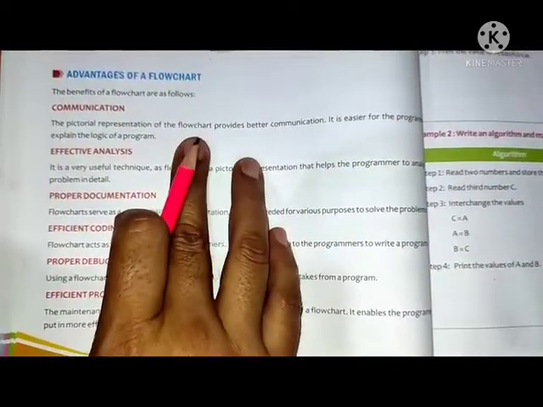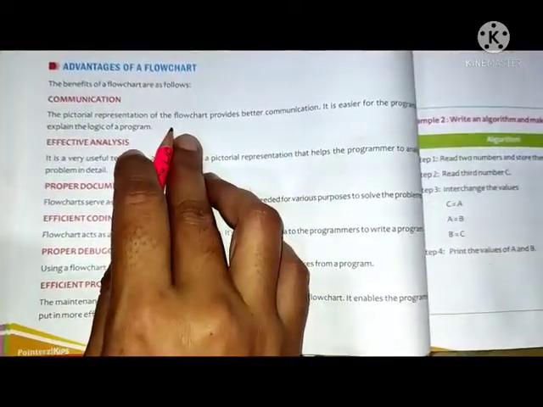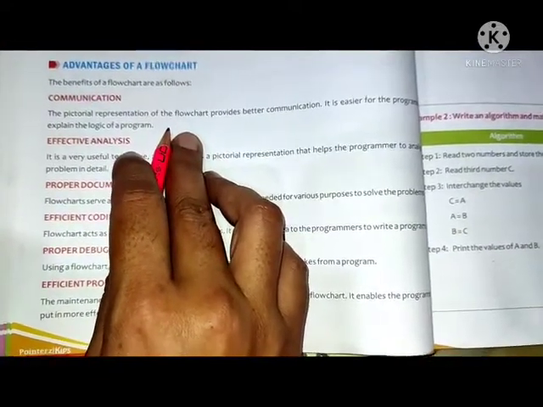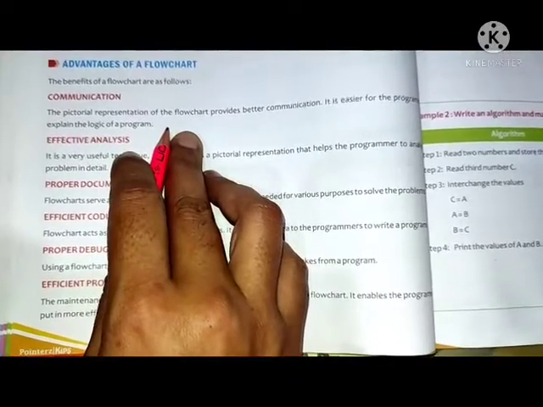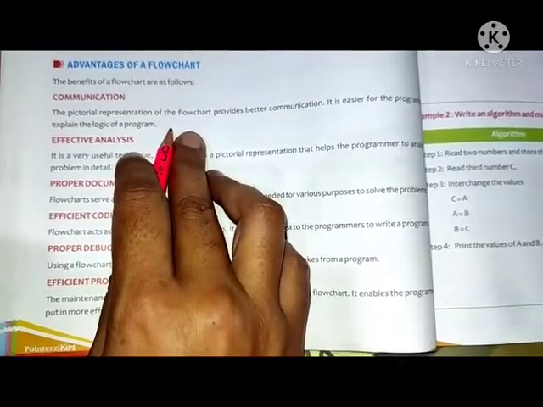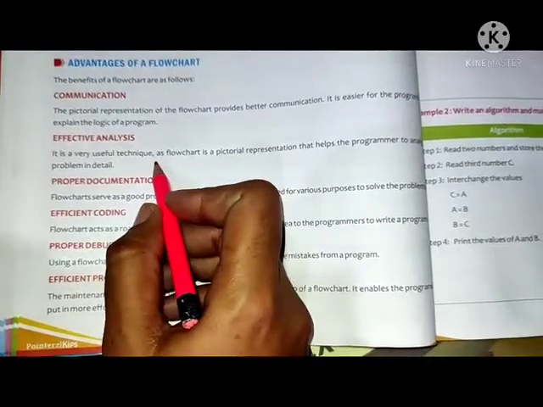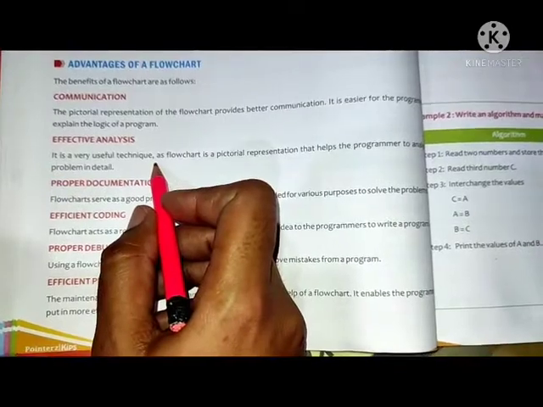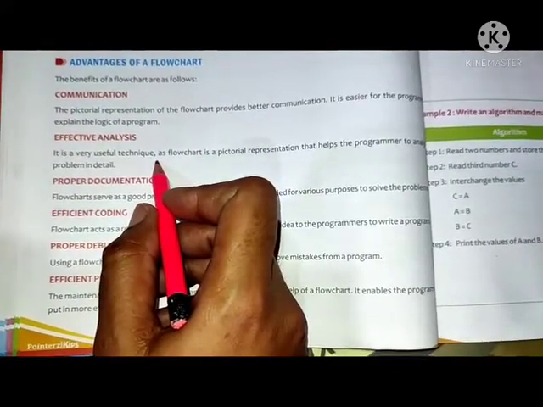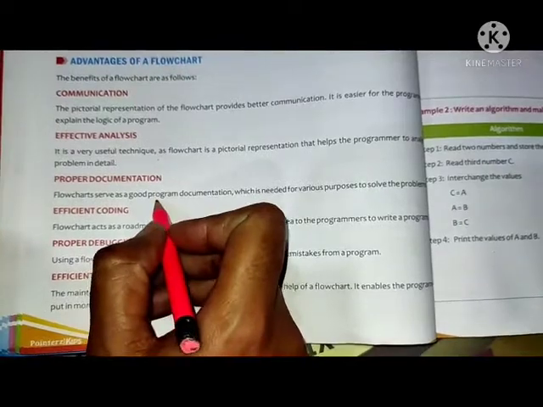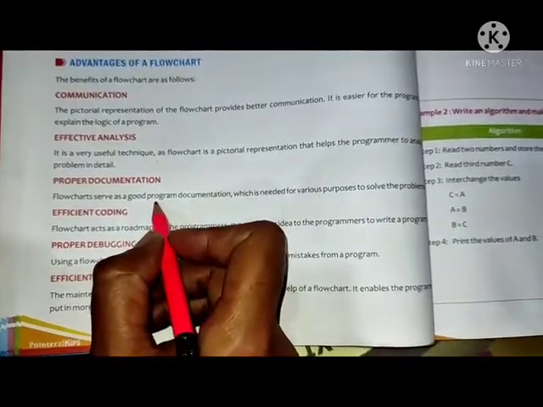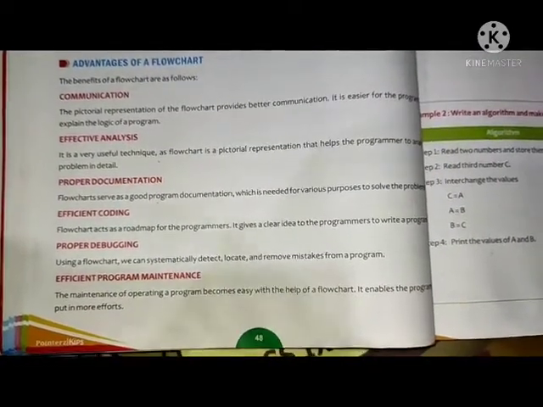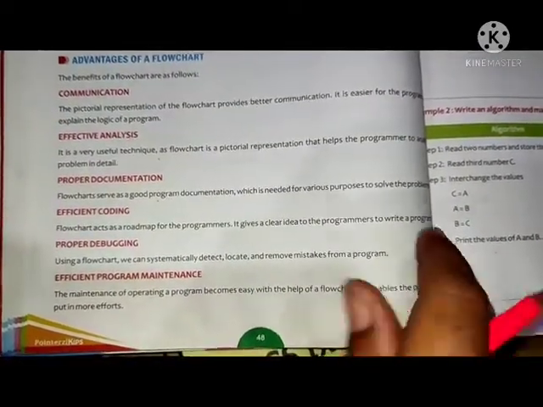What are the advantages of the flowchart? First one is communication. Its pictorial representation provides better communication because it's very easy to understand by the pictorial representation rather than the step-by-step representation. Second one is effective analysis. Students, if we have anything in picture form, then we can easily analyze that in detail. Then proper documentation. Flowchart is used for the program documentation also. Whenever it is needed, we can check from the documents to solve any particular problem.